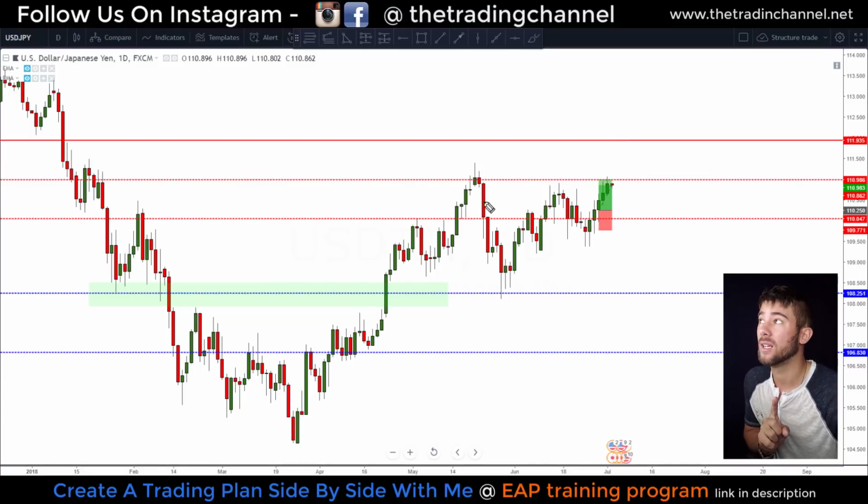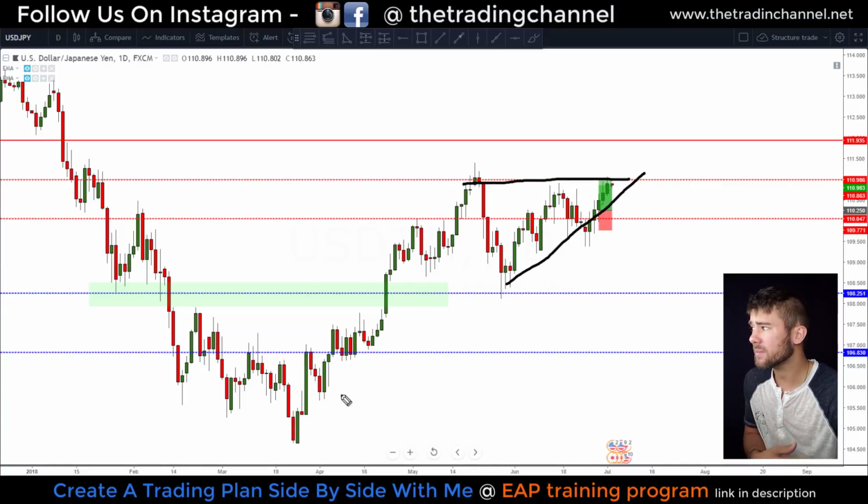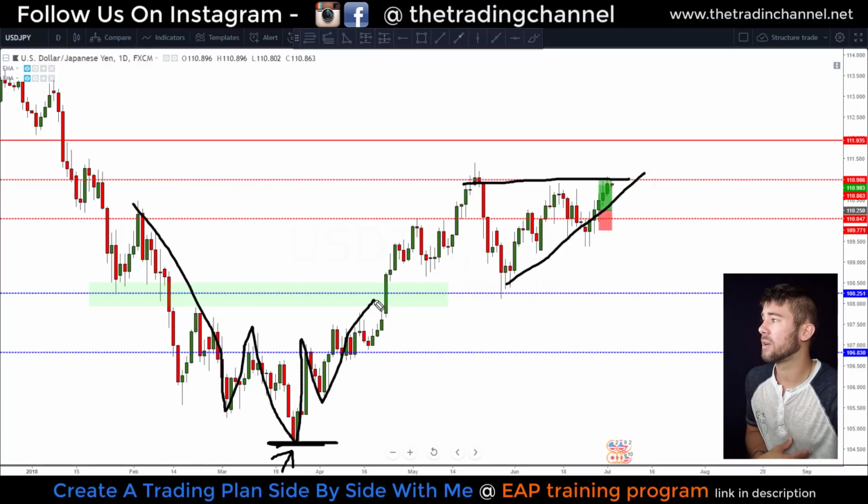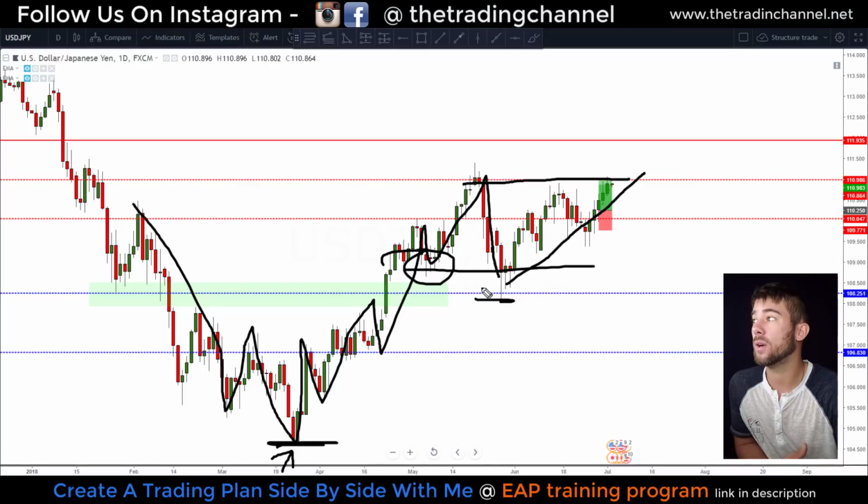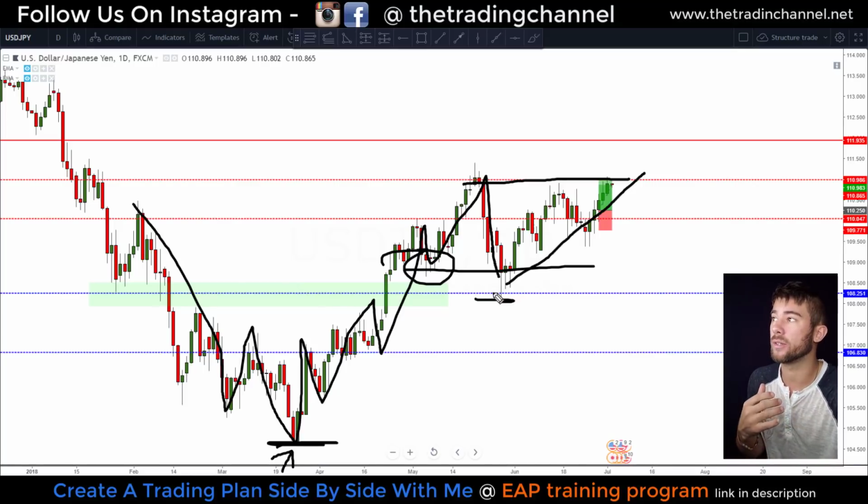And then, of course, as we talked about with the euro dollar, we are creating this ascending triangle. You could say that we have a reversal from this point here. Dollar yen was in a downtrend, started moving upward. We did create lower lows, but no lower lows from this previous support level. So although this is considered consolidation, we have a slight bias to the upside on this pair.